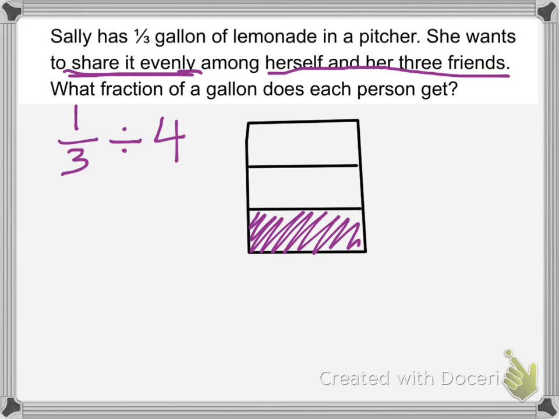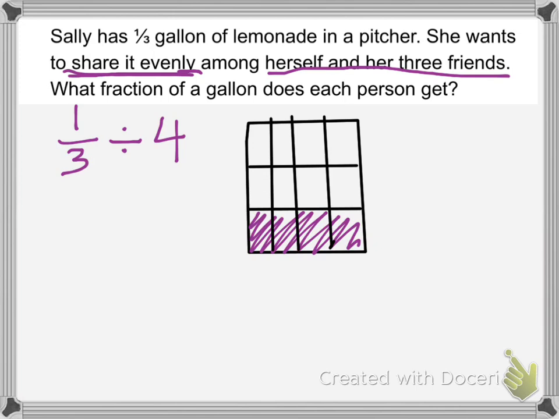So drawing lines vertically now, the other way to help me visualize it, I'm going to split this gallon, or 1/3 gallon, into 4 groups. And just like my picture, it's okay if your picture isn't perfect. It's just there to help us visualize what's happening.